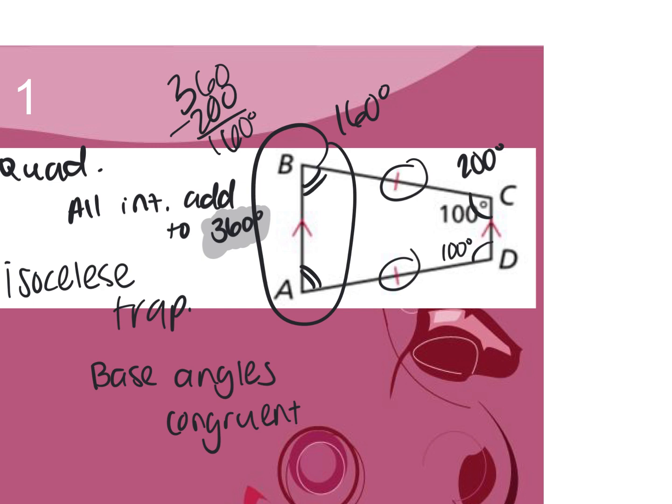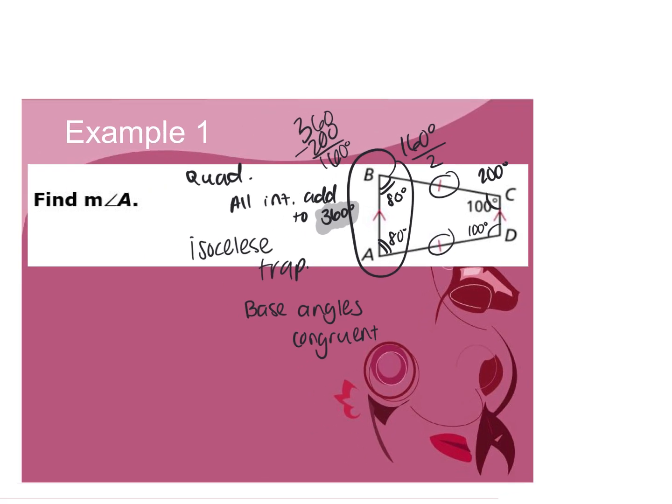Okay. Now, I know that A and B must be the same measure, correct? So what can I do with that 160 to figure out the measure of each? Divided by 2. So you take 160 divided by 2. What's the measure of angle B? 80 degrees. What's the measure of angle A? 80 degrees. So the measure of angle A, and our final answer, is 80. Make sure you put a degree symbol there. Good practice.